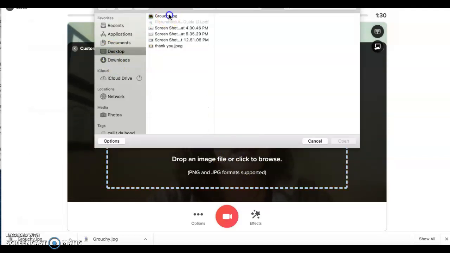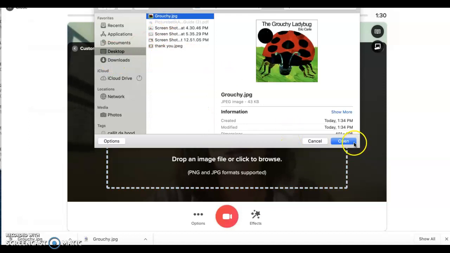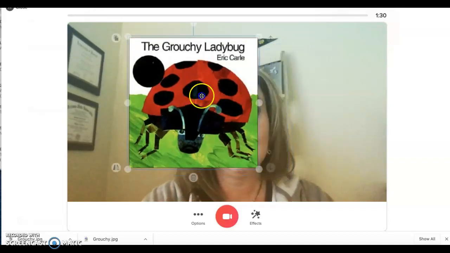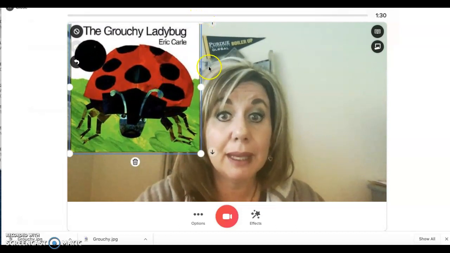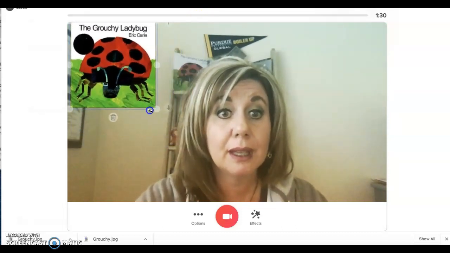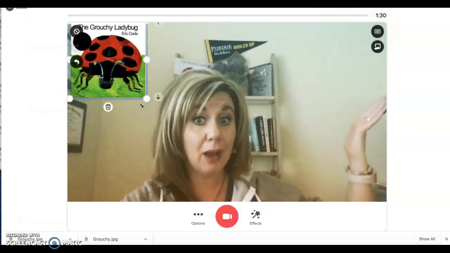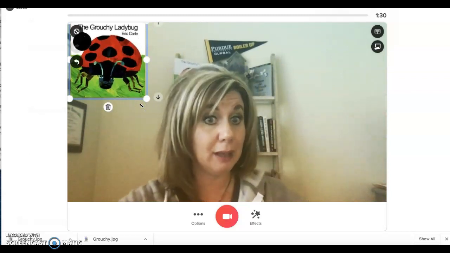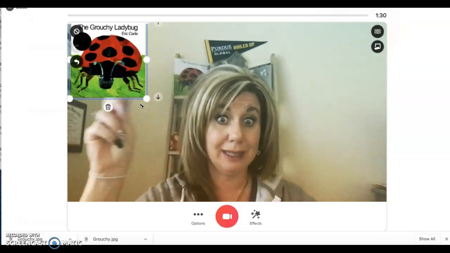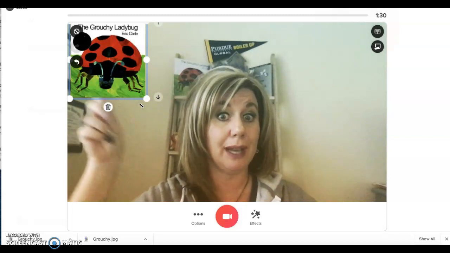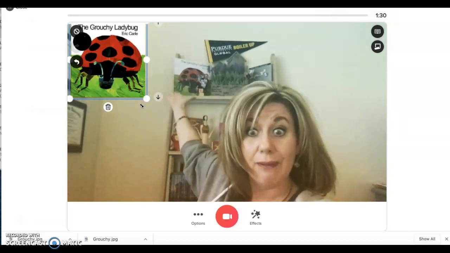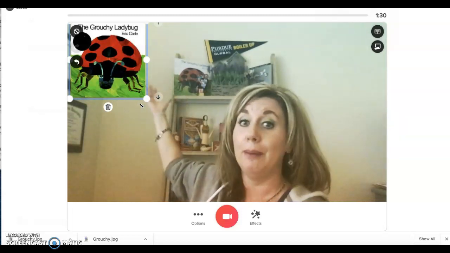So here's an example. I have a picture of The Grouchy Ladybug. I can come up here, I can make it smaller, and now I can talk about The Grouchy Ladybug. See, it's just right here. I love this book. I also have it right here if I wanted to discuss my book and show you the book.